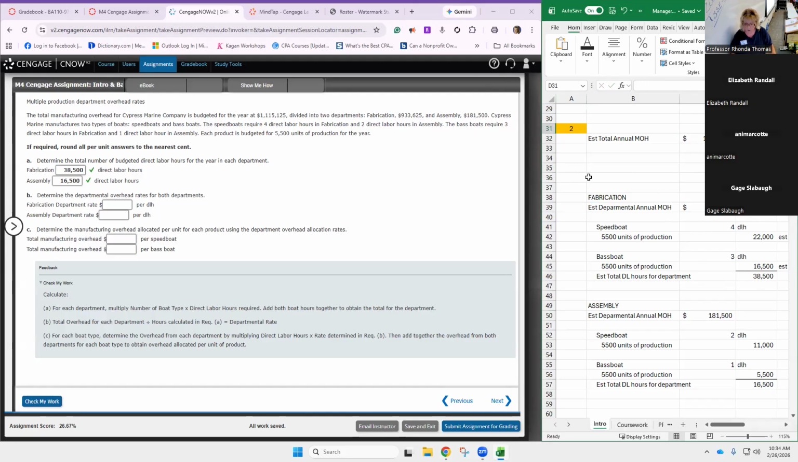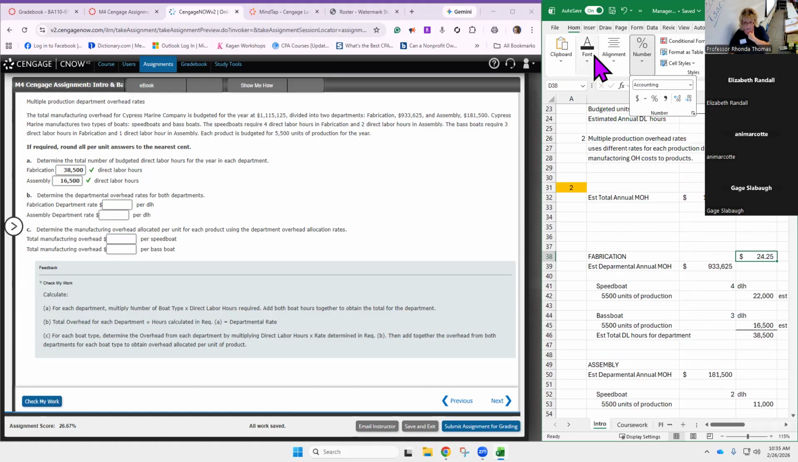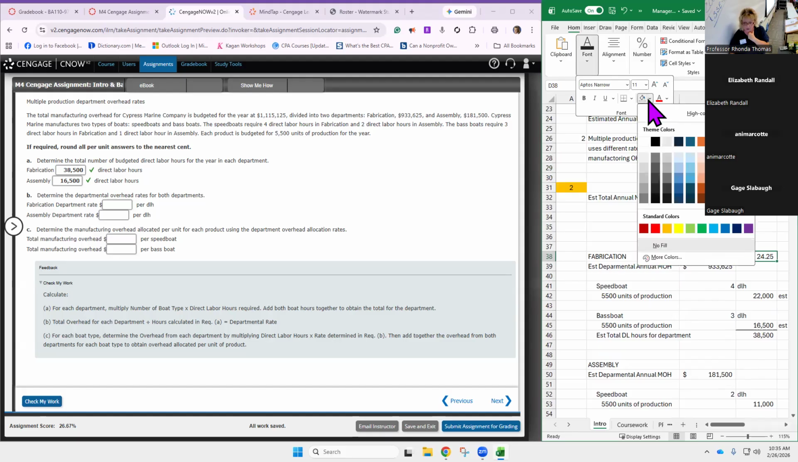Okay, let's just put it right here next to the word fabrication. So we're going to take the total overhead of fabrication, and we're going to divide by the total direct labor hours. We get $24.25, and that should be a dollar value. Okay, right? And I'm going to color that to make sure we remember what we're looking at.